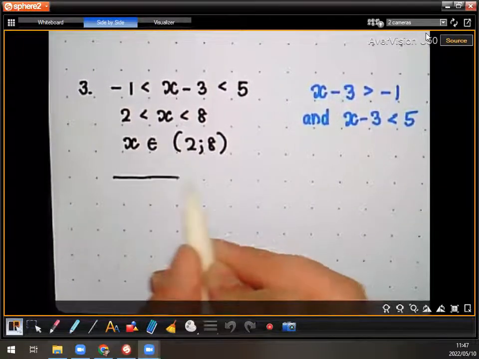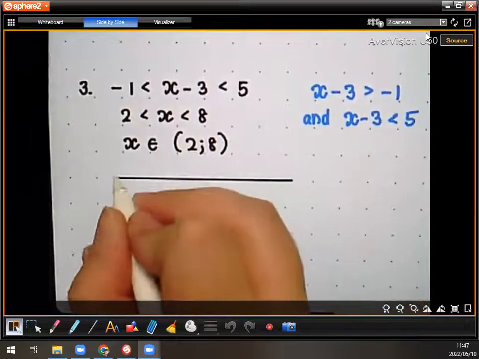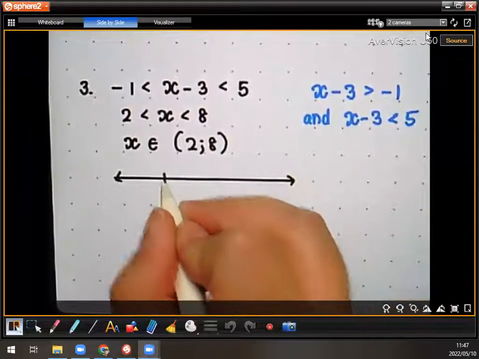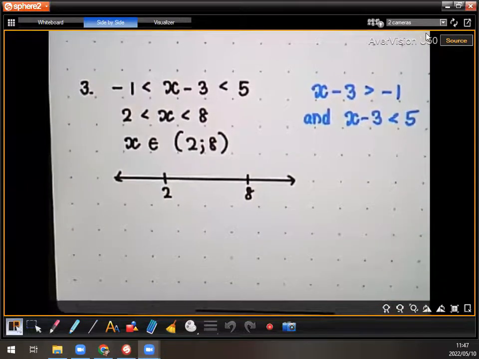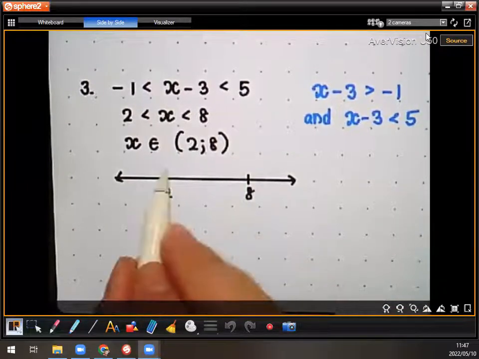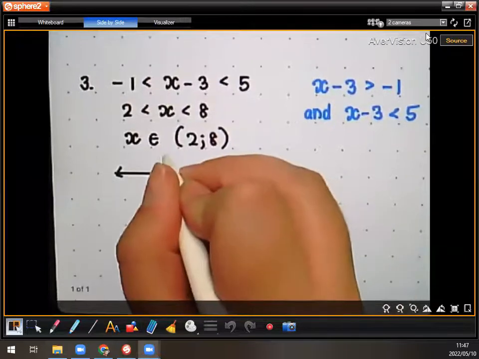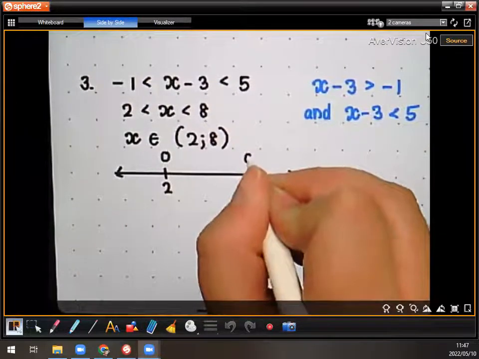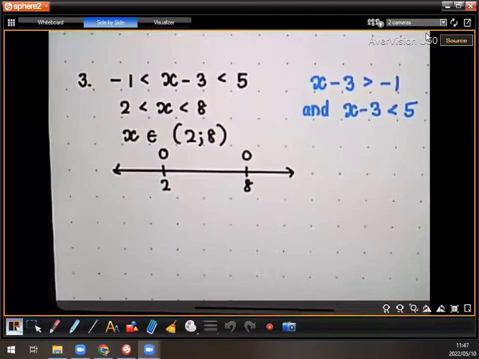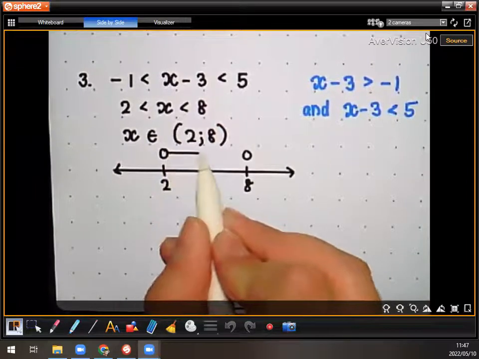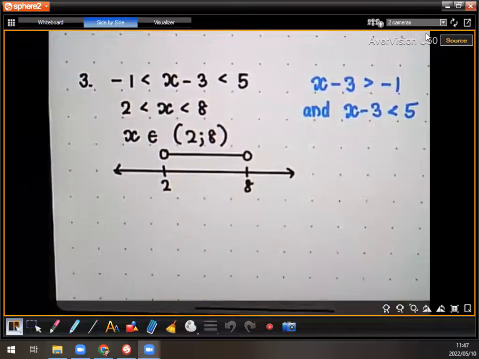Okay, for the number line, very simple. You're just going to have these two numbers. You don't have to worry about any other numbers on the number line. You can assume that I know there are other numbers there, so that's fine. I keep saying round because I'm thinking about round brackets: open dots above the 2 and above the 8, and to show that it's any value in between, we draw a line.